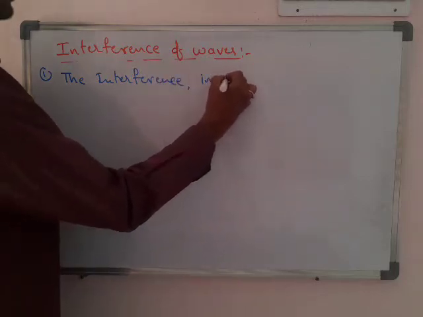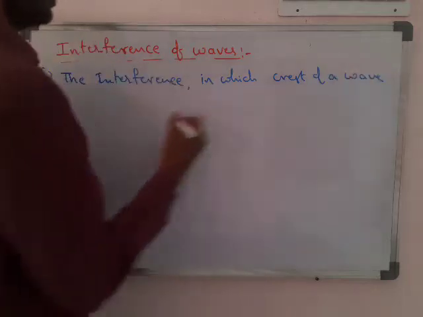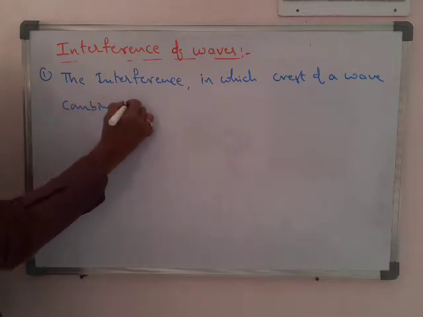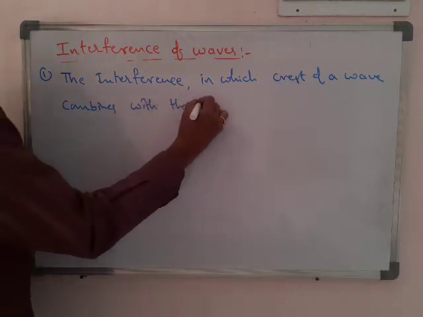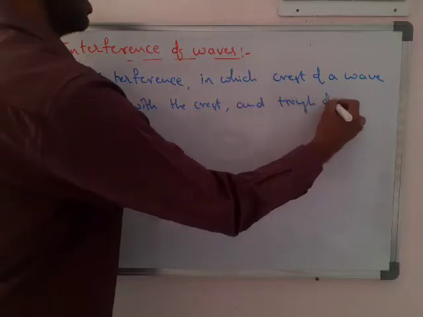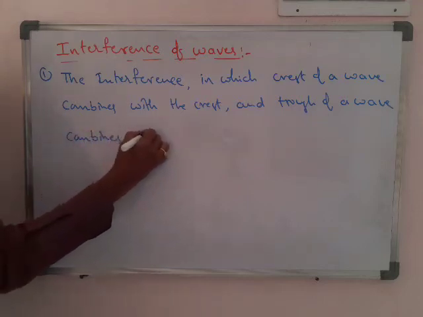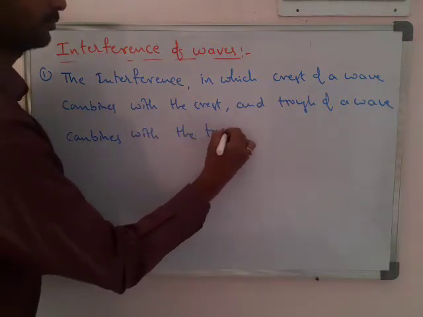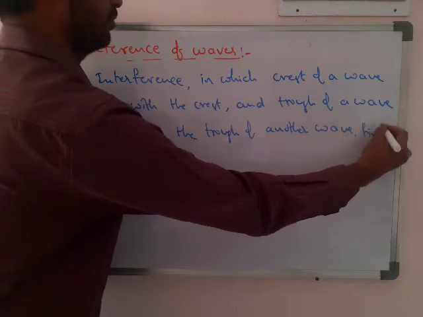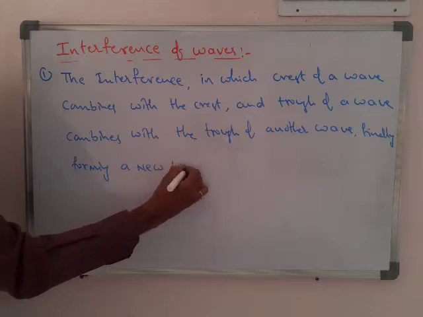The interference in which the crest of a wave combines with the crest, and the trough of a wave combines with the trough of another wave, finally forming a new big wave.